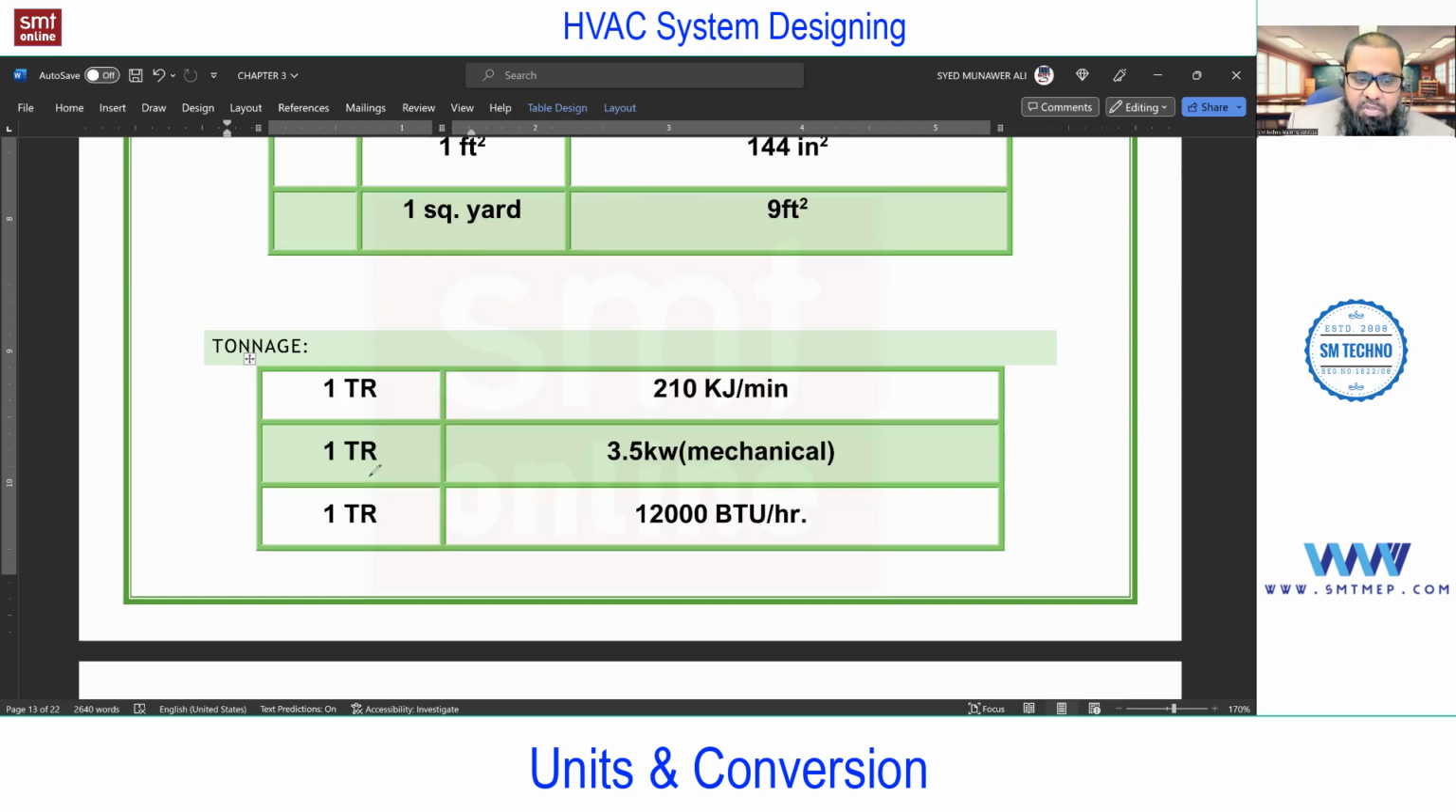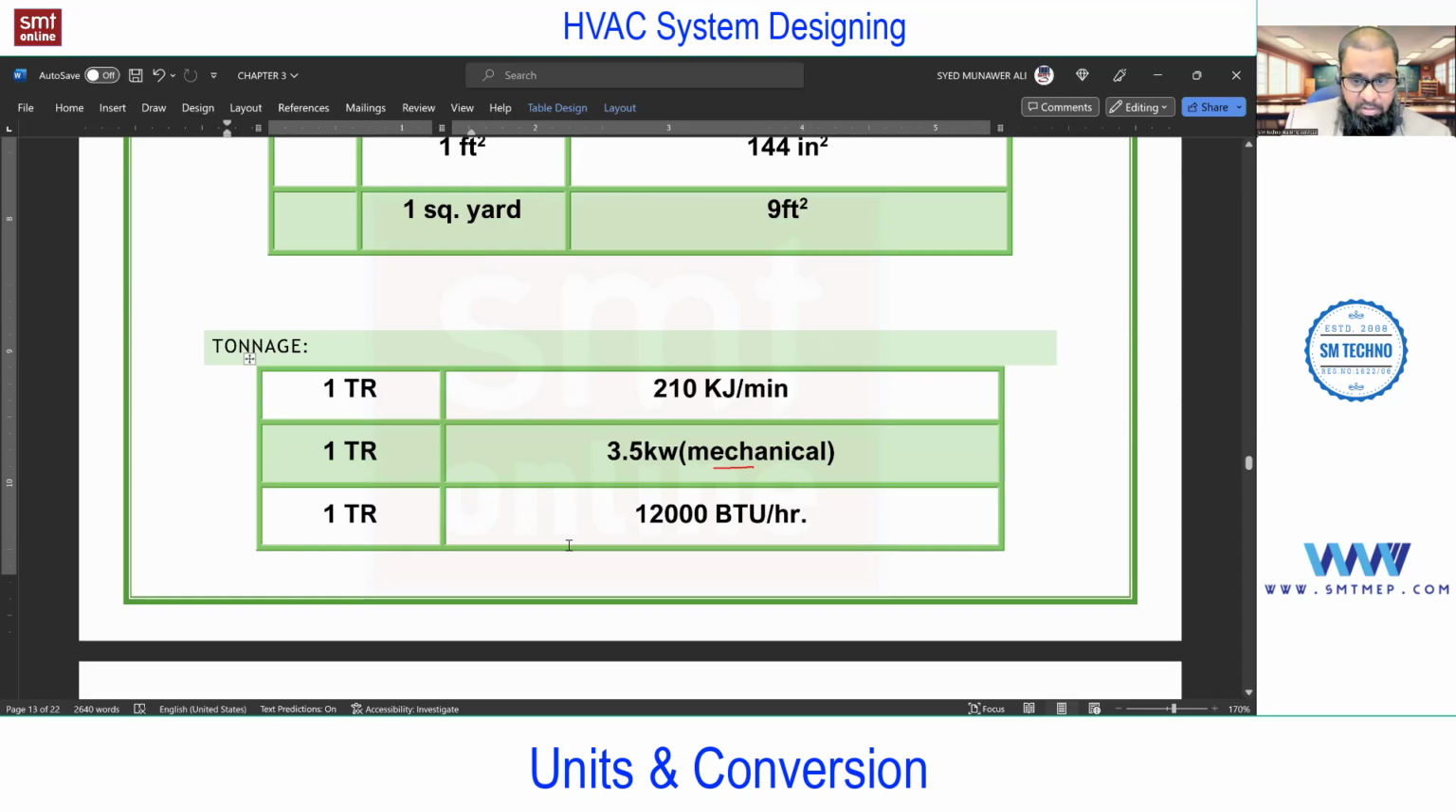Next, 1 ton in terms of kilowatt. This is 3.5 kilowatt, and it's mechanical, not electrical. And this is fixed. This will not change. Electrical kilowatt will change as per the efficiency of the unit, which we'll discuss at the time of calculation. But this is a fixed mechanical kilowatt. In terms of BTU, 12,000 BTU per hour. This also we discussed. This is important. And practically also you can relate now.